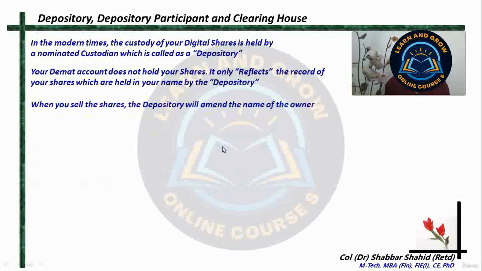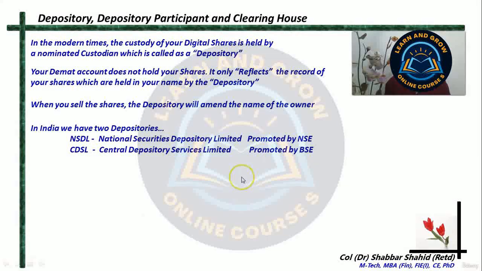Got the point? So when you sell the shares, the depository will amend the name of the owner, because the shares are there or the record is there with the depository. Whenever you sell away your shares, the information goes to the depository, and the depository will change the name to the new shareholder. All right.